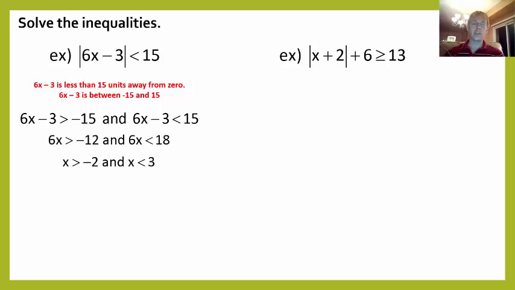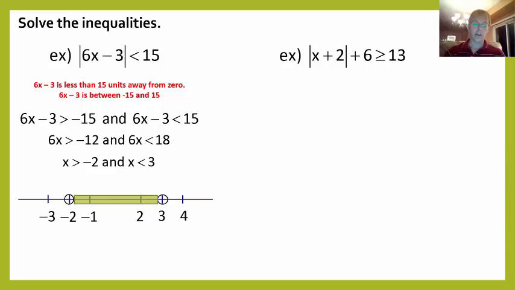So I solve both of these by adding 3 and then dividing by 6, and I get x is greater than negative 2 and x is less than 3. So I graph my solution there. Open circles because I don't have the equal sign, and then I'm going to shade the number line in between them because that's where we know our solutions are going to be. And what this is saying is any number between negative 2 and 3 is going to make this inequality true. Let's look at our second example.